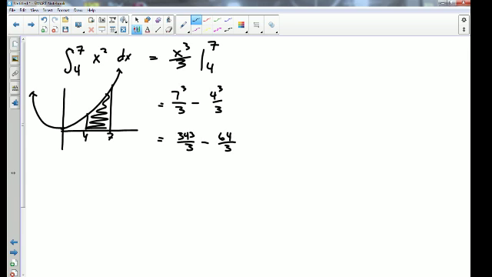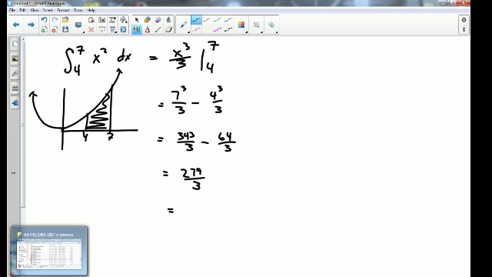Because everyone uses 7 all the time. 7 cubed is 343, minus 64 is 279. Sure, we'll go with that. What do you think? Is that right? Sounds right. Yeah, it is. And then that's actually divisible by 3 if you're so inclined. 279 divided by 3 is 93.